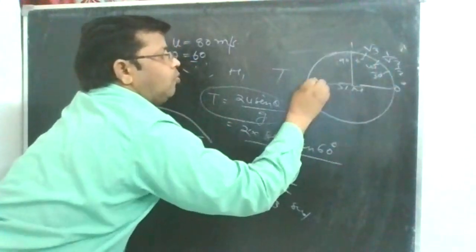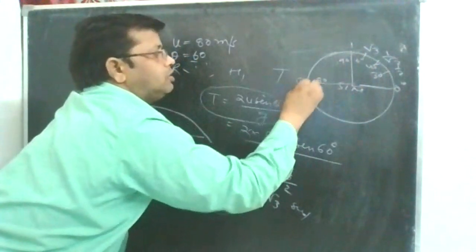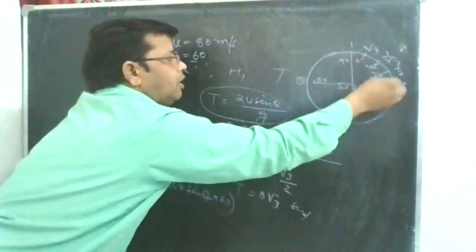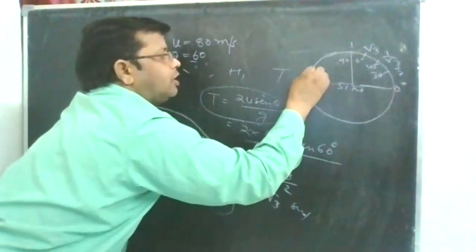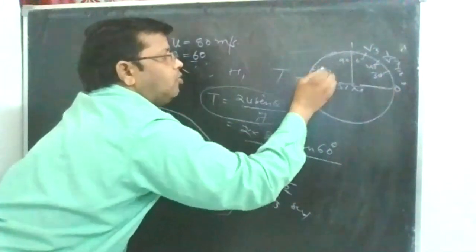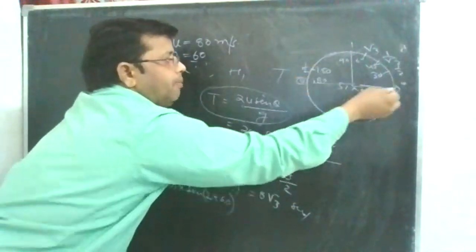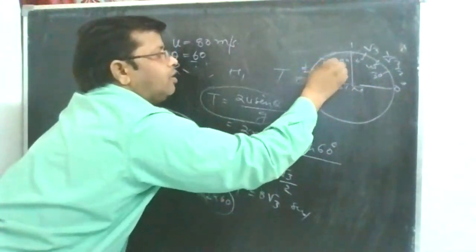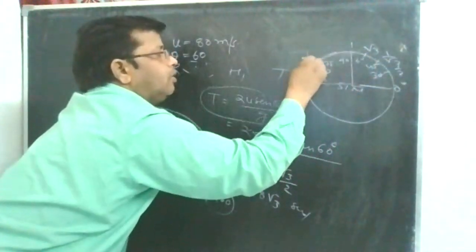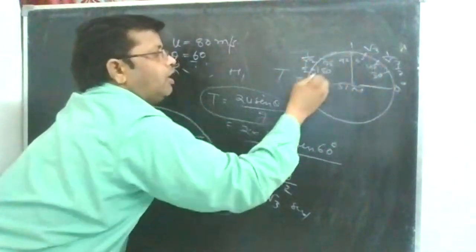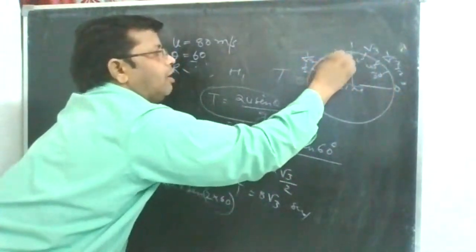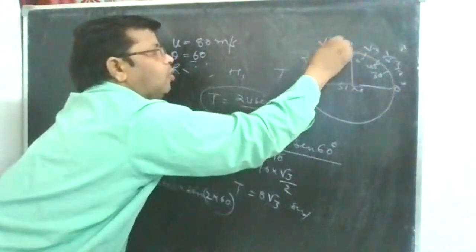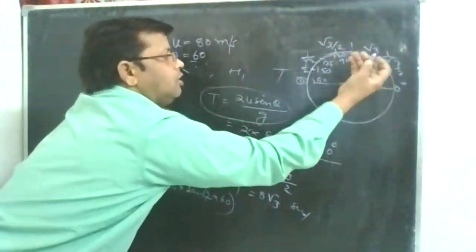But see here, you just make a mirror image. For 0, 180, sine 0 is 0. Sine 180 is 0. For 30, 180 minus 30, 150, same value, 1 by 2. For 45, 180 minus 45, 135, 1 by root 2. For 60, 180 minus 60, 120, root 3 by 2, same value.